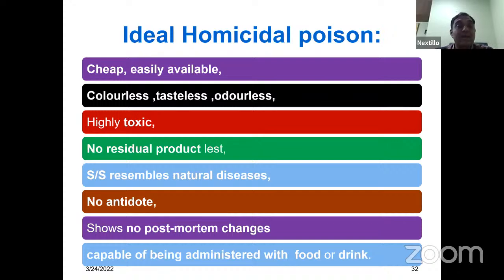It should be cheap, easily available, colorless, odorless, so no one can recognize it easily, highly toxic, leaving no residual product, with signs and symptoms resembling a natural disease, no antidote, showing no postmortem changes, and capable of being administered with food or drink. So these are all the criteria for the ideal homicidal poison.